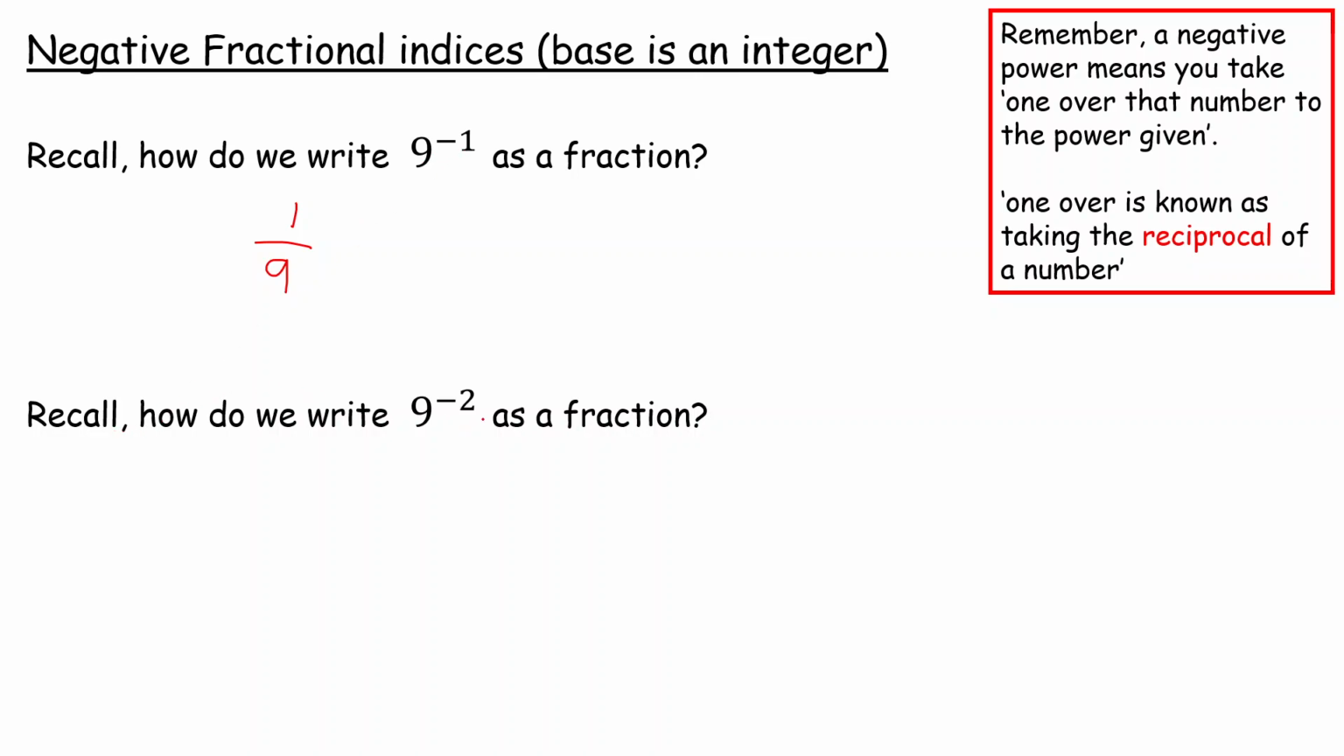Similarly down here, you've got 9 to the power of negative 2. Again, if you see a negative power, you go 1 over your number, and you put your number to the power that is given, which is to the power of 2. So it would be 1 over 9 squared, which means 1 over 9 times 9. That's what 9 squared means. And 9 times 9 gives you 81. So 1 over 81.